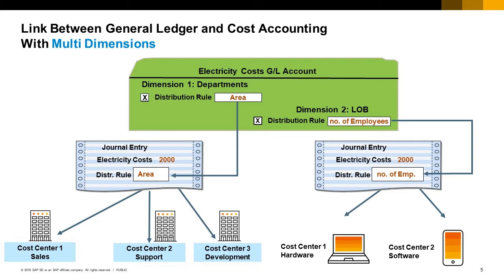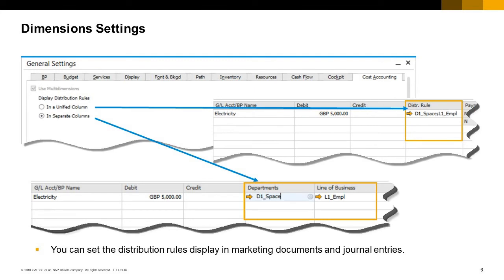You can then run the various reports and compare the analysis of costs and revenues per department versus per line of business. In the General Settings window Cost Accounting tab, you can set the distribution rules display in marketing documents and journal entries. Select whether to display distribution rules of several dimensions in one column, separated by semicolon, or to display all active dimensions in separate columns. For more information regarding these two options, refer to the online help.